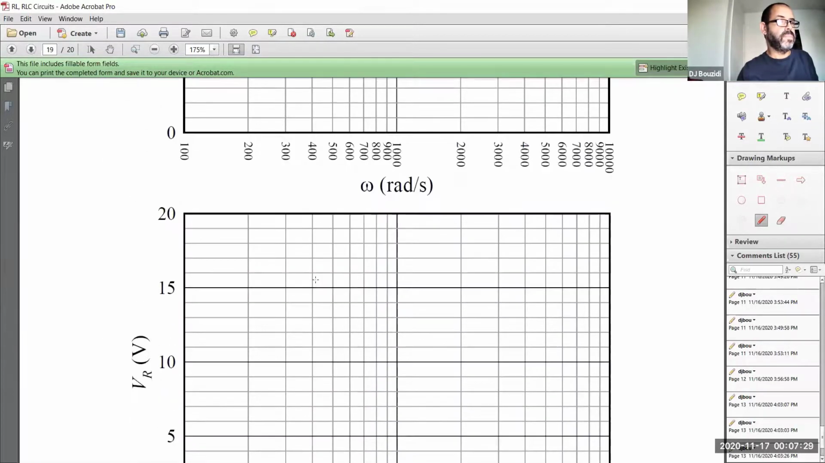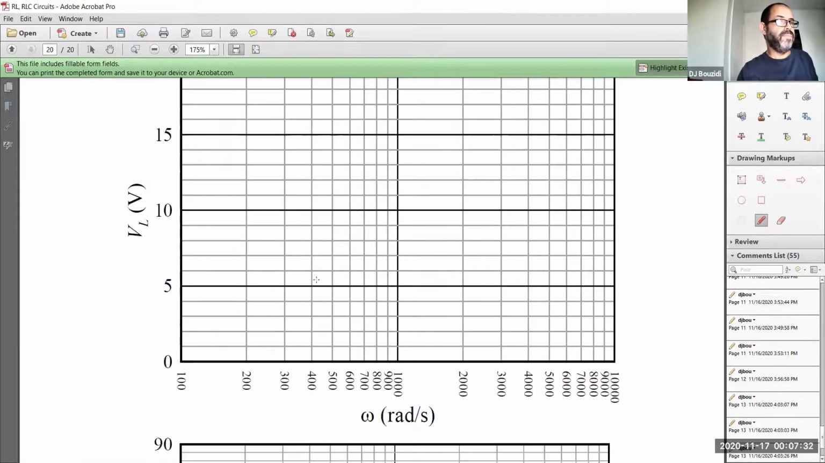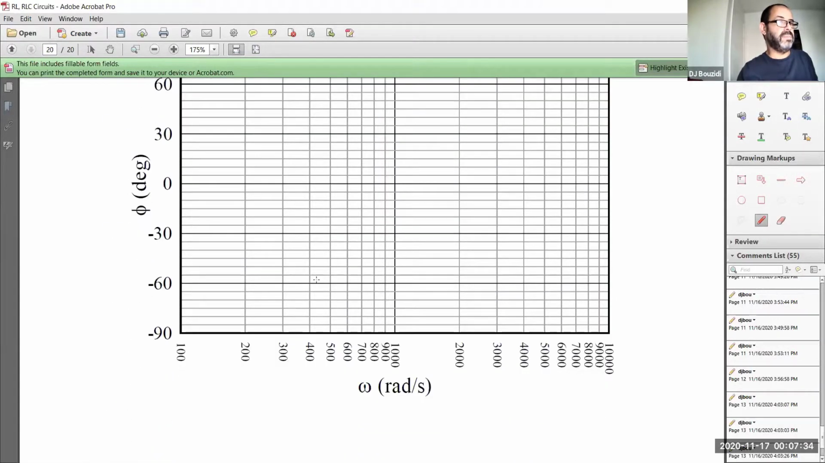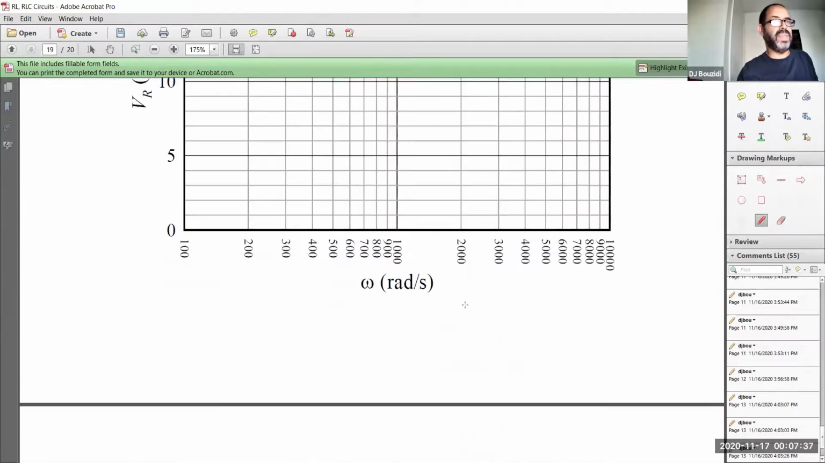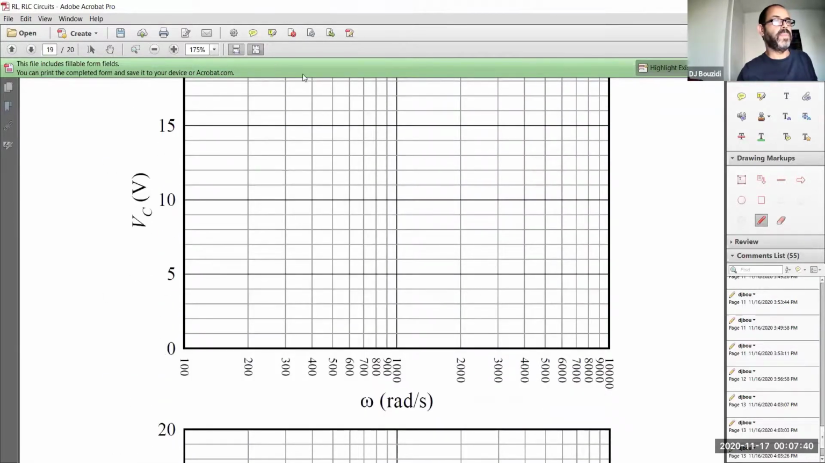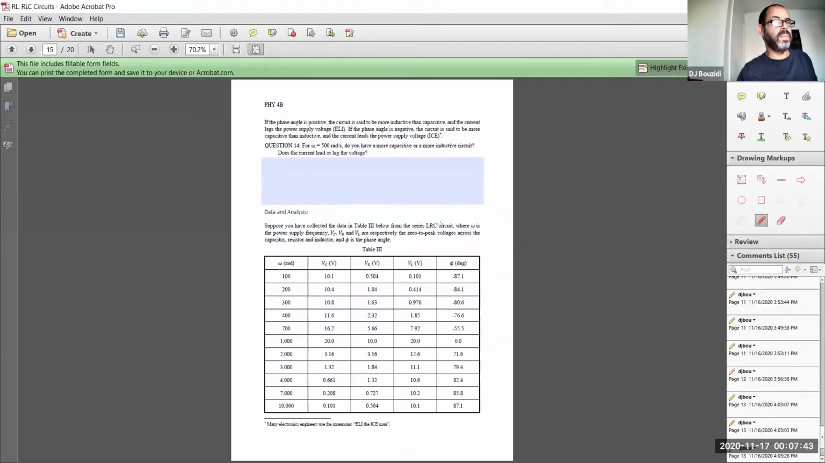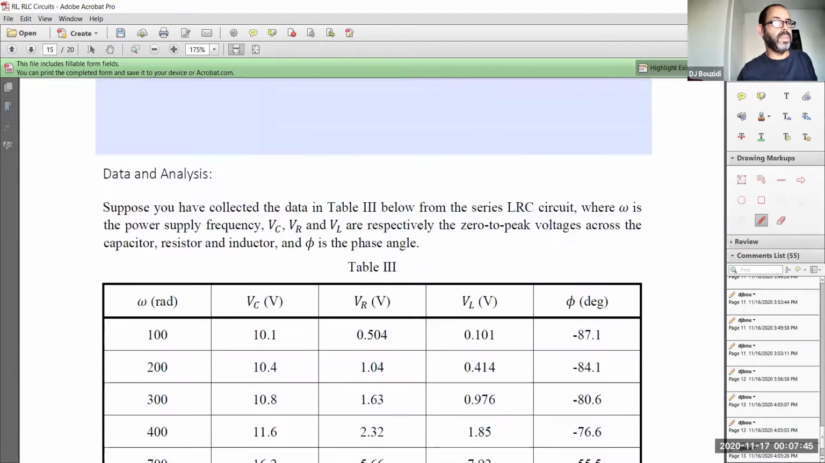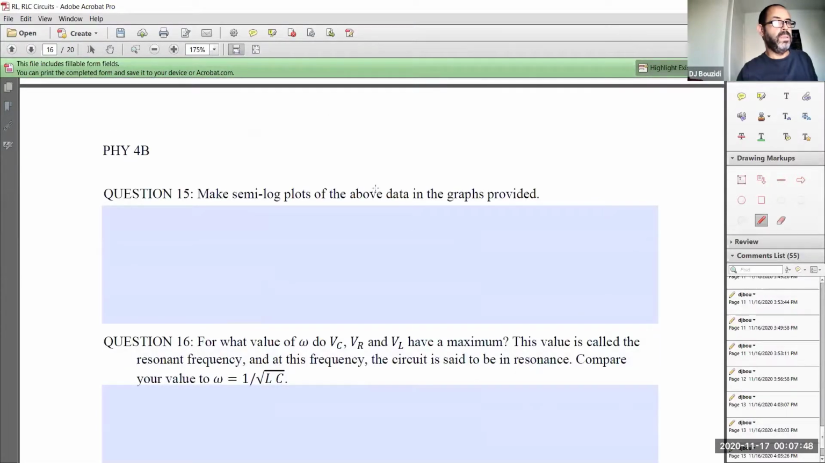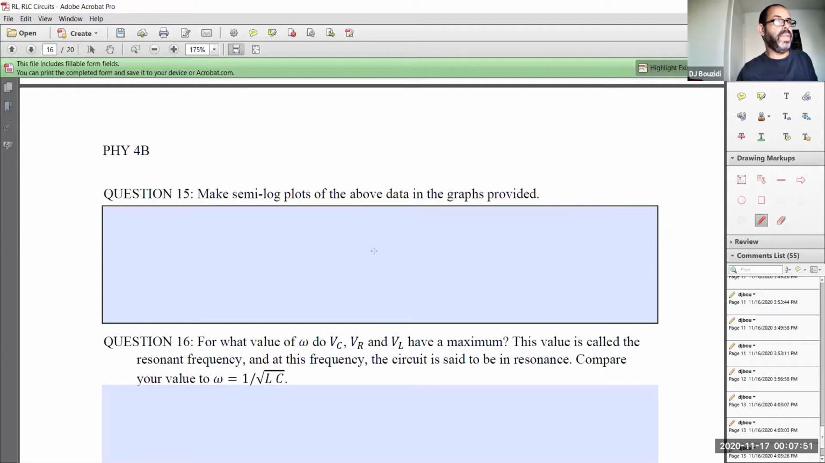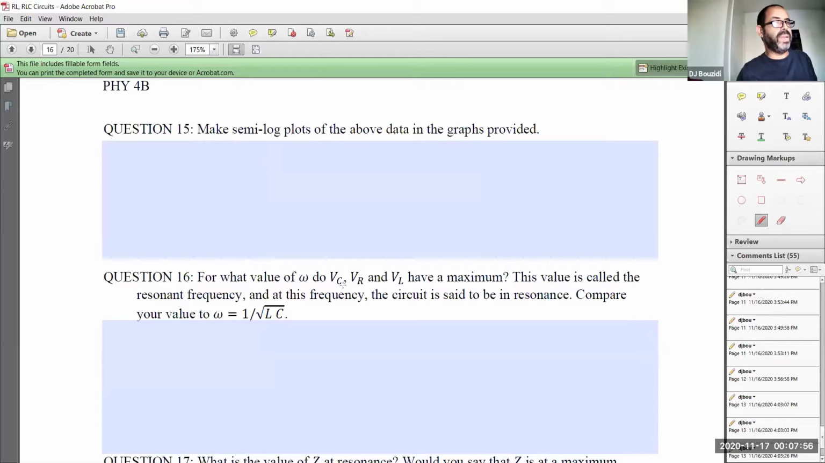VC, VR, VL, and phi also. So you have the data in there. All you have to do is just what you did, okay? Because I need that data in there. And then, for what value of omega do VC, VR, and VL have a maximum? Just look at your graphs or look at the data. You should find when these things are maximum, for what value of omega they make it.